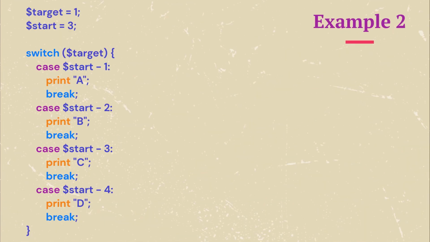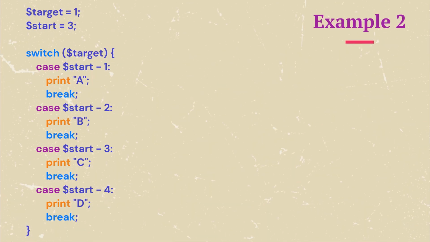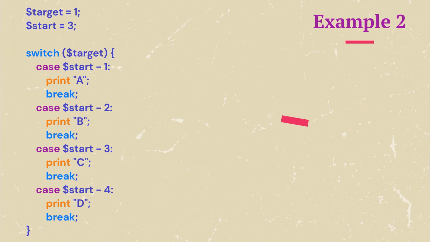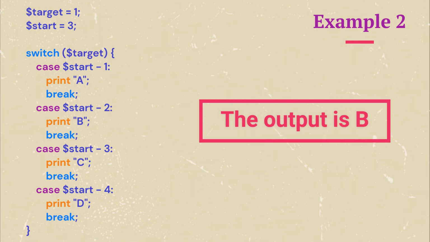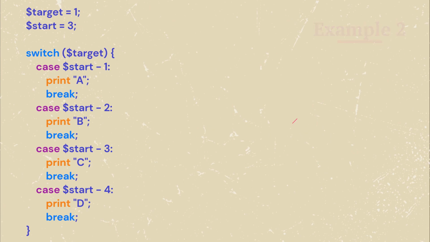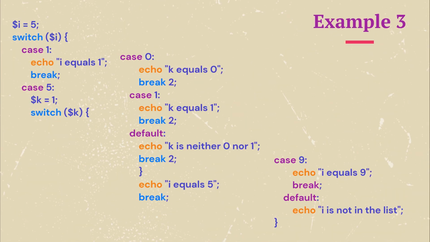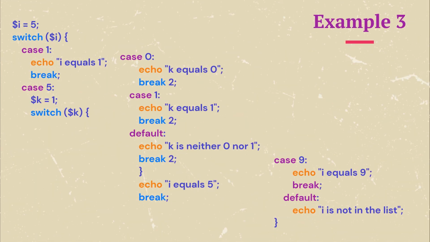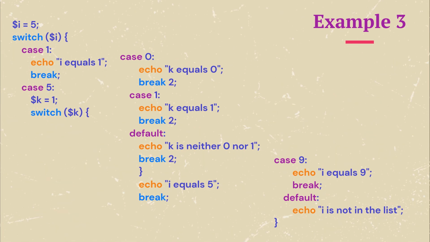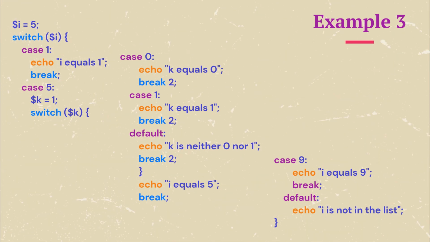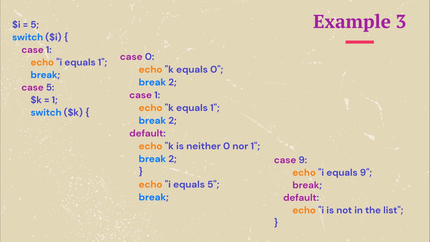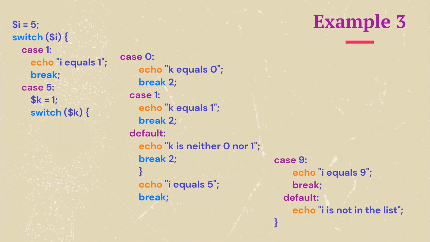Let's see another example. Guess the result. Great! The output is B. Let's see another example. In this example, we used nested switch statements. When we are exiting the inner switch statement, we have written break 2. This number 2 tells the PHP interpreter to exit 2 switch statements.